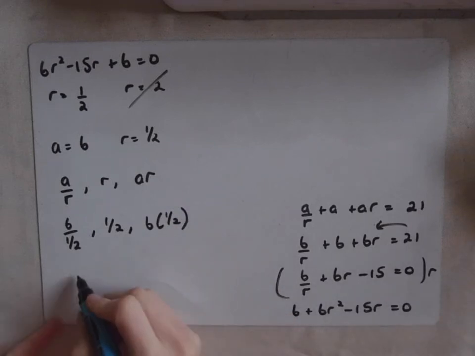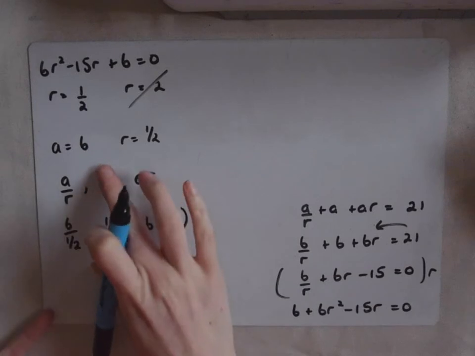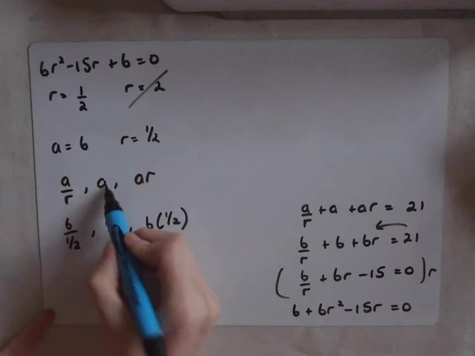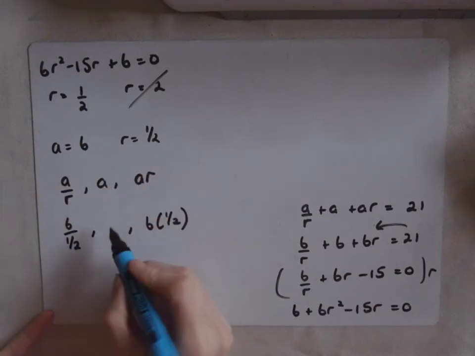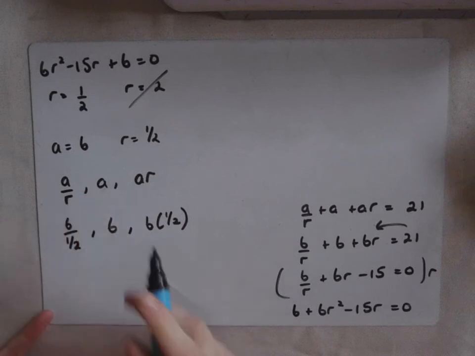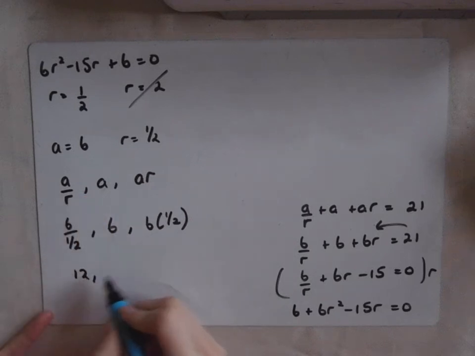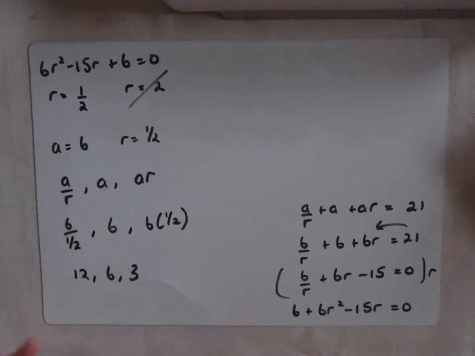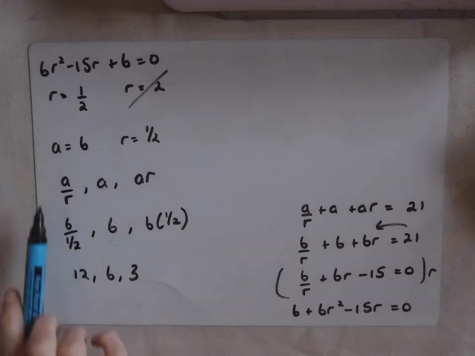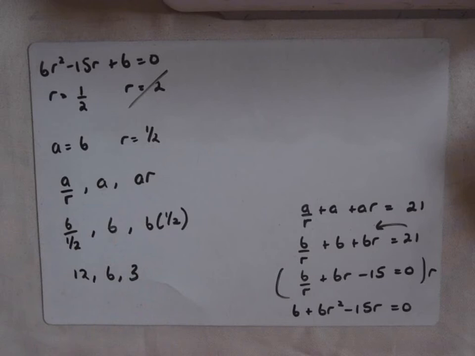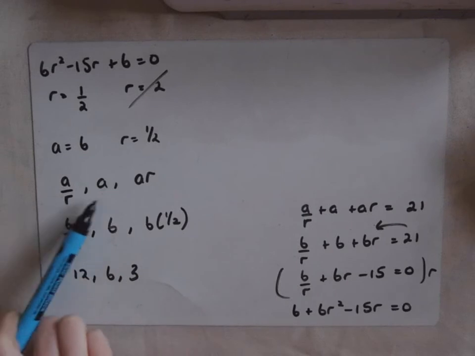So that's a over r and then a in there. Yeah, so an a there and a 6 there. So that's 12, then 6, then 3. So they asked me for the first 3 terms of my sequence: a over r, a, and then ar. Okay, so it's just a much easier way, if they're talking about the product of 3 consecutive terms, to use these 3 rather than any other 3.